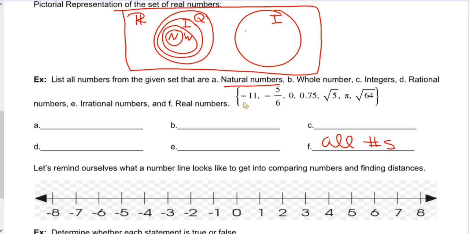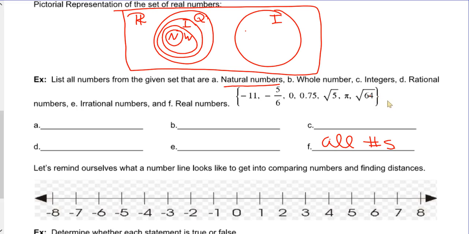If I look here, I have a negative, so that's not it. That's a fraction, not a whole number. 0 is, remember, a part of the whole numbers, but not the natural numbers. Then we have a decimal. This is one of those radicals that cannot simplify, and this guy was our pi. If you look up above, that's going to be our irrational. And notice here, this is the square root of 64.